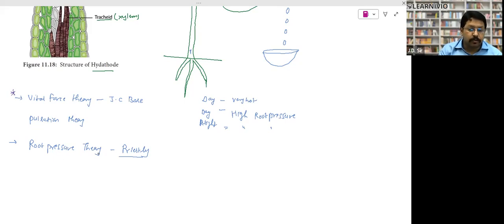Then there is the root pressure theory, given by Priestley, right? Priestley is the same scientist who discovered oxygen, who said that oxygen comes out of the plant. According to the root pressure theory, the root develops that much pressure due to which water reaches the top of the plant. Root pressure exists, but it can work only for plants which are 2, 4, or 5 feet tall, not more than that. Is that clear? You have to remember who gave the vital force theory and who gave the root pressure theory.